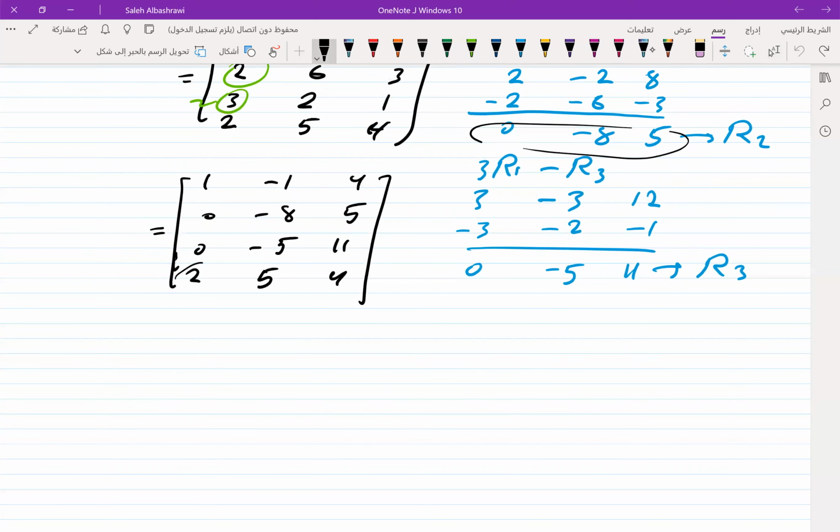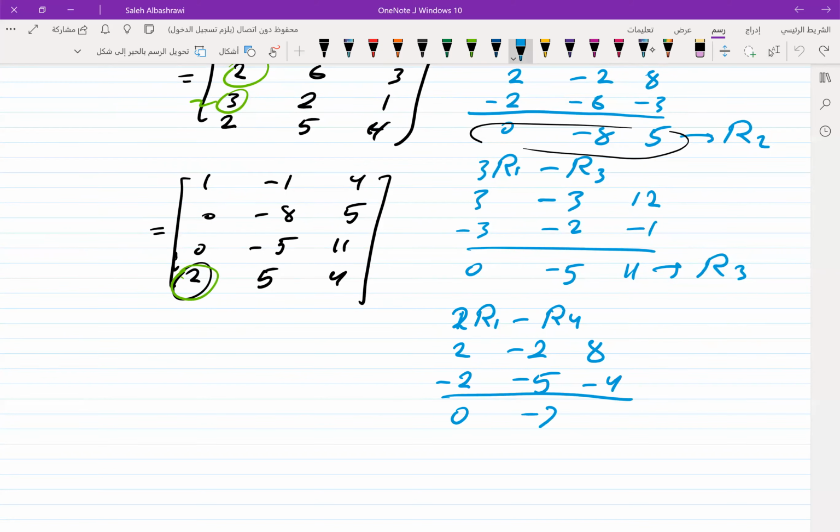Now let's make this equal to 0. So I'm going to multiply R1 by 2 minus R4. I get 2 minus 2, 8, and minus 2, minus 5, minus 4. I'll have 0, minus 7, and 4. This is R4 now.